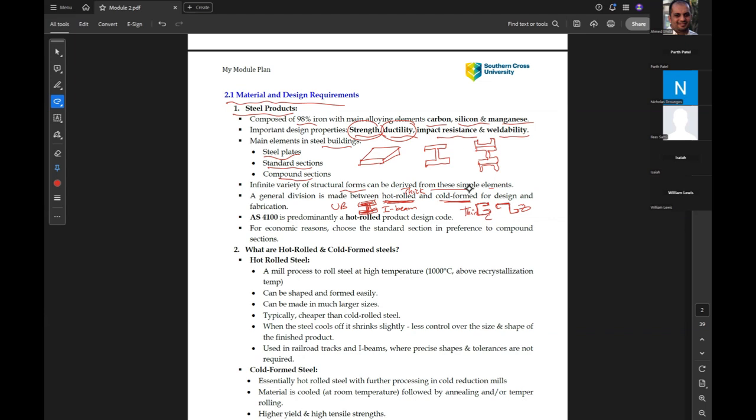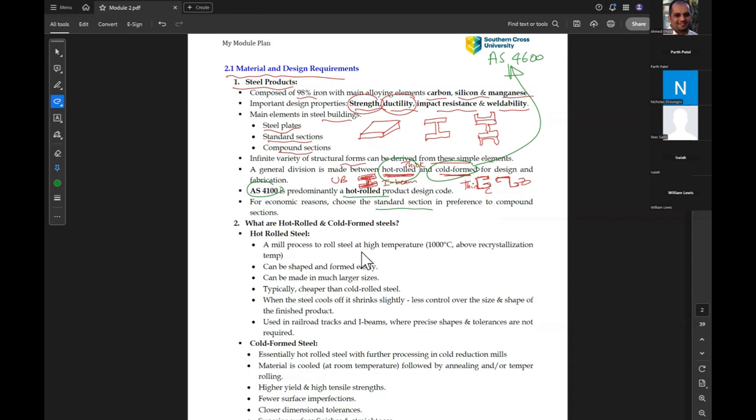Okay. Our course will be focusing on the hot rolled section. So we'll be focusing mainly on the hot rolled section. Also, the Australian Standard 4100 is mainly for hot rolled steel. For cold formed steel, there is another standard, which is AS 4600, which gives the design criteria and design procedure of cold formed steel. For economic reasons, the standard section is preferable because it is available and easy to get.